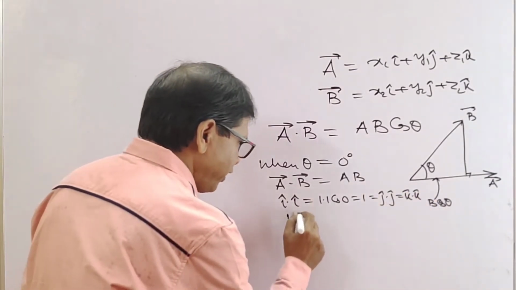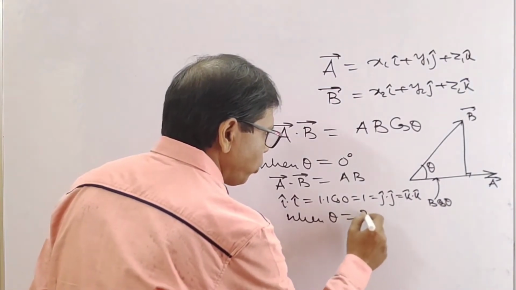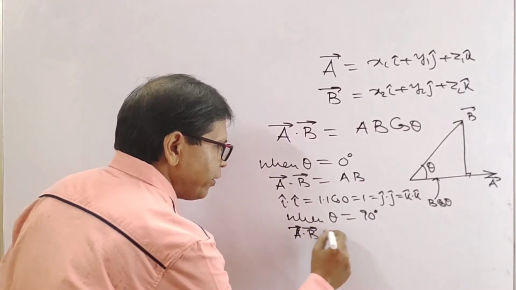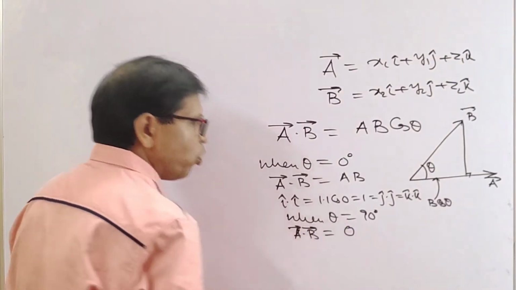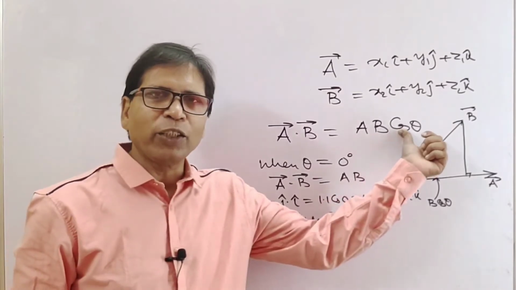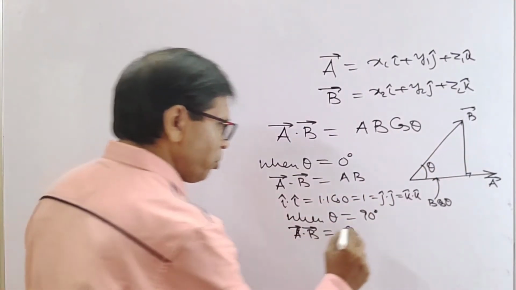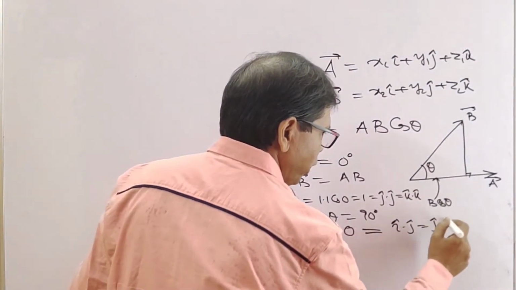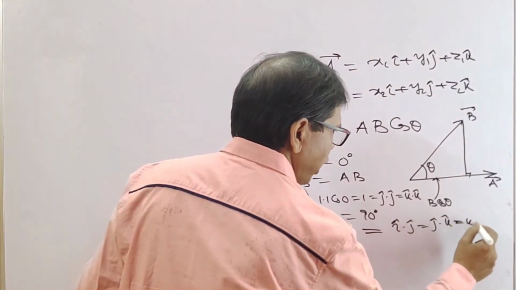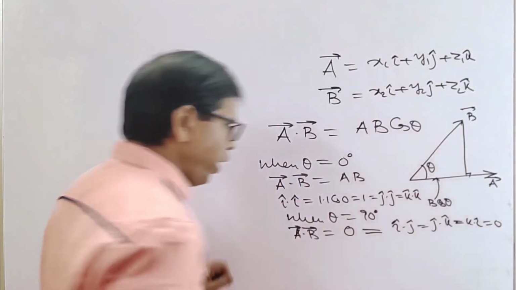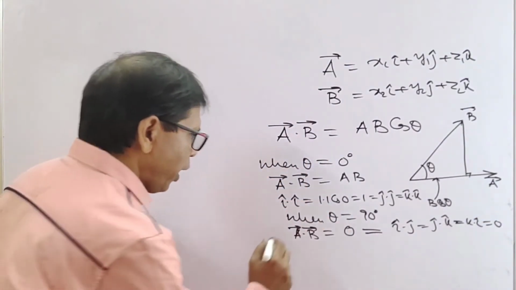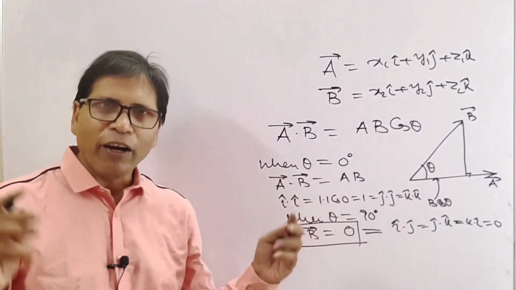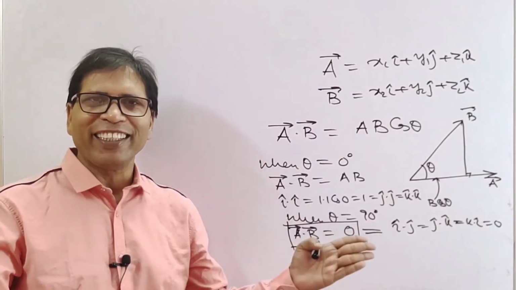Now when theta is equal to 90 degrees, a dot b is equal to 0, because cos 90 is equal to 0. Therefore from this condition, i dot j is equal to j dot k is equal to k dot i, which is also 0. Okay, now look at this, a dot b equal to 0 is called the condition of perpendicularity.